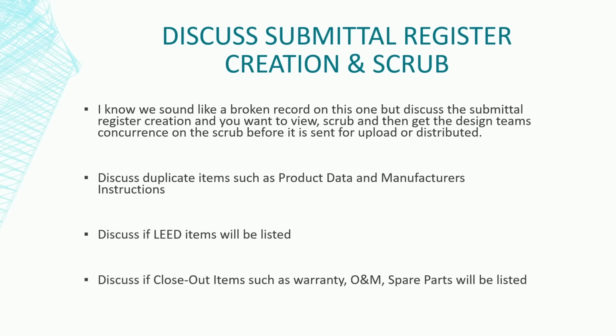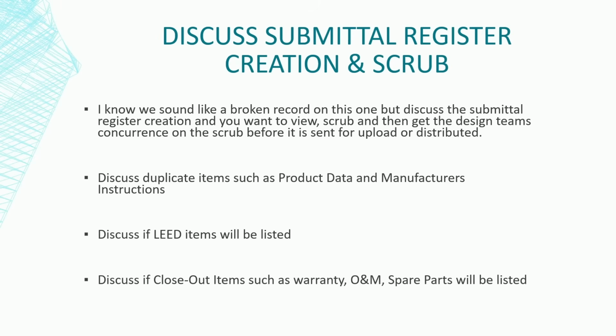You need to talk about duplicate items such as product data and manufacturer's instructions. Drives me nuts. A lot of times the product data and the manufacturer instructions are the same thing. And if you're doing a submittal and doubling it up for every single piece of equipment and every piece of material, it adds so much time to clear it off a register. So talk about that, scrub that out. Talk about lead items, if they're going to be listed on the register or if they're not. Talk about closeout items, where their warranty requirements, O&M requirements, spare parts are going to be listed.